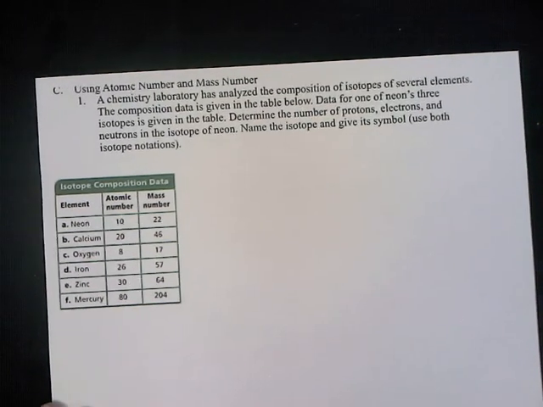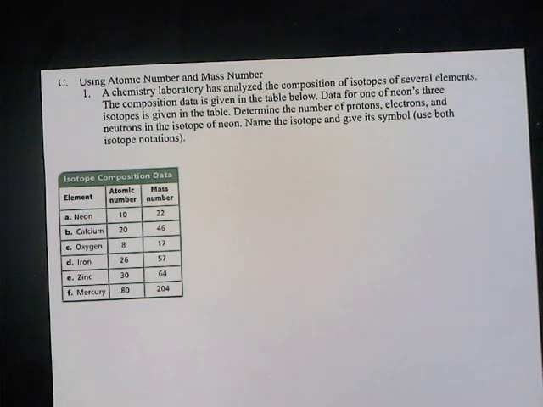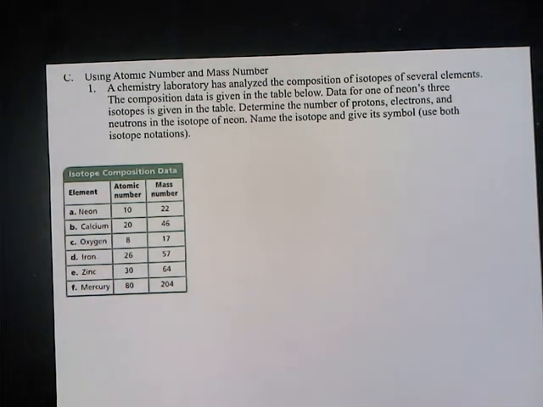All right, so it says here, a chemistry laboratory has analyzed the composition of isotopes of several elements. The composition data is given in this table below, and we want to take the data obtained for one of neon's isotopes, and we want to determine the number of protons, electrons, and neutrons in this particular isotope of neon. We're going to name the isotope and give its symbol using both of those notations that we just said.